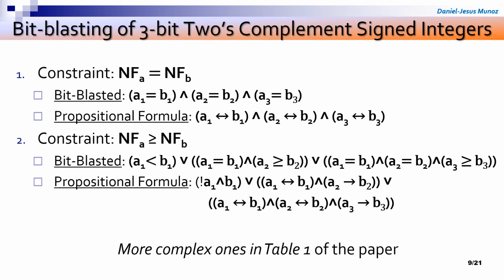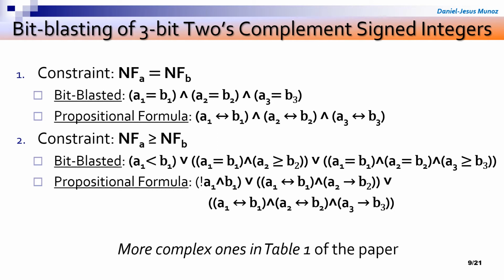Okay, that's so interesting. But Daniel, how do we actually perform bit blasting? For that, I provide you two examples. One, that two numerical features A and B are equal, and the second one, similar, but greater or equal. We don't have much time on this conference, so for more complex ones, I refer you to table 1 of the paper, where you will find additions, multiplications, division, and a more elaborate explanation.